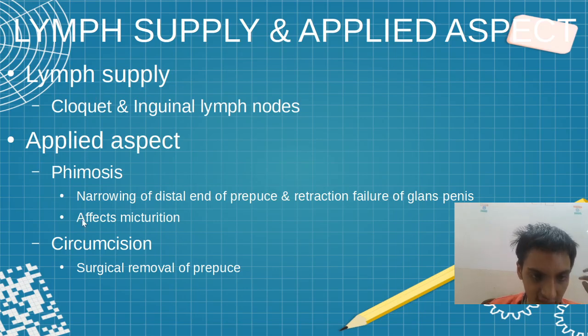Phimosis and circumcision. Phimosis is the narrowing of distal end of prepuce and retraction failure of glans penis. Just remember there is a narrowing in the prepuce that is affecting the glans penis. What happens? There is a difficulty to urinate, or micturition is affected in scientific terms. Then circumcision. Cision means removal. Incision always is removal. What is removed? Prepuce. We have seen the prepuce. The removal of that prepuce is called circumcision.